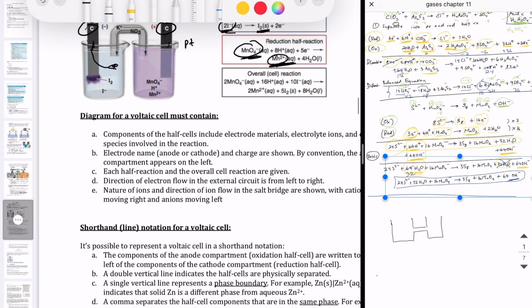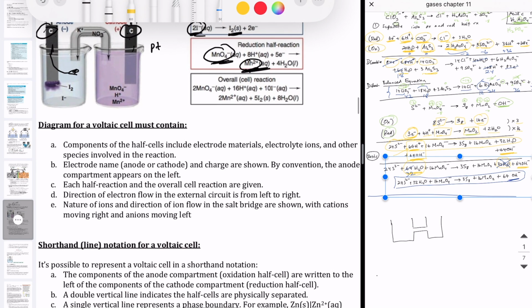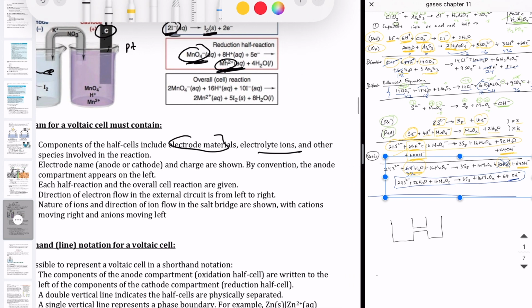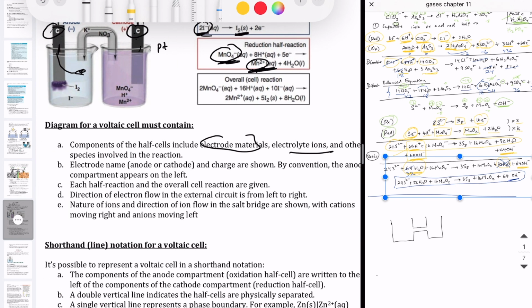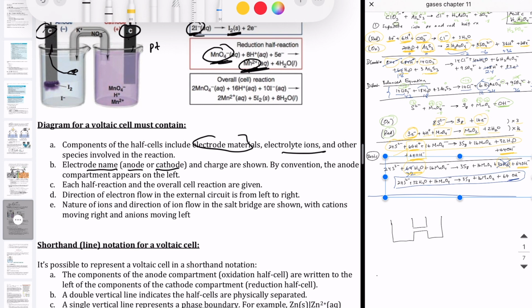Okay, so now I want to summarize the components of a voltaic cell. Every time you have to draw a voltaic cell, you want to include the following components. You want to have all the electrode materials, which is the anode and the cathode, the ions that are in the solution for each compartment, and then any other species that's involved in the reaction. Give the name of the electrode, both the anode and the cathode, so you have to label them. And then make sure that you show the charges. Remember, the anode is the negative side, the cathode the positive end here.